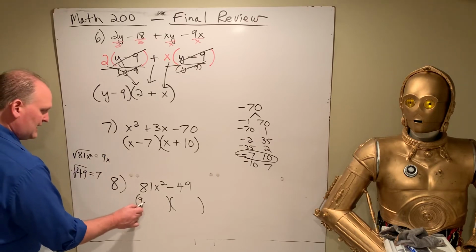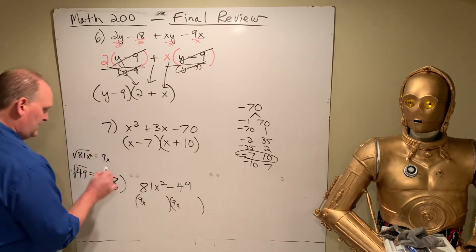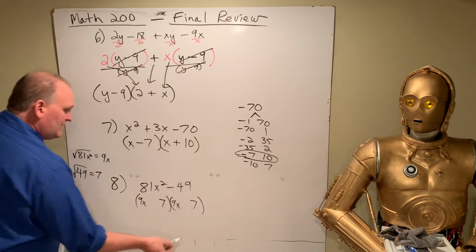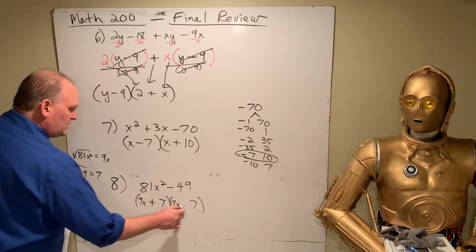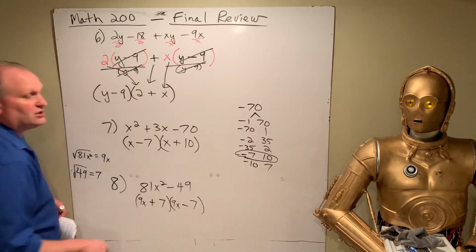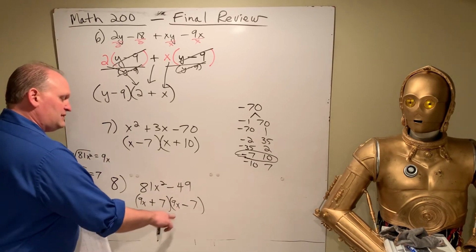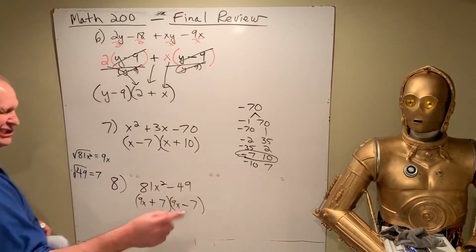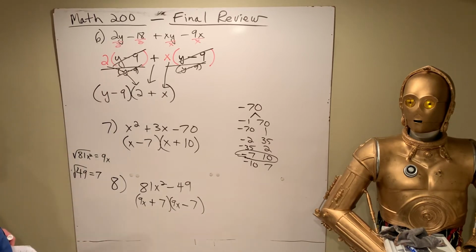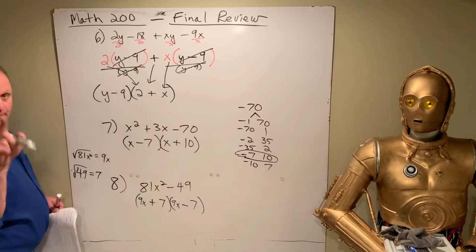So we get 9x and 9x, and then 7 and 7. And now you just, one gets a plus, one gets a minus. That's why there is no middle term. There's no x term because they canceled each other out. Plus 63x and minus 63x. No x's. All right?